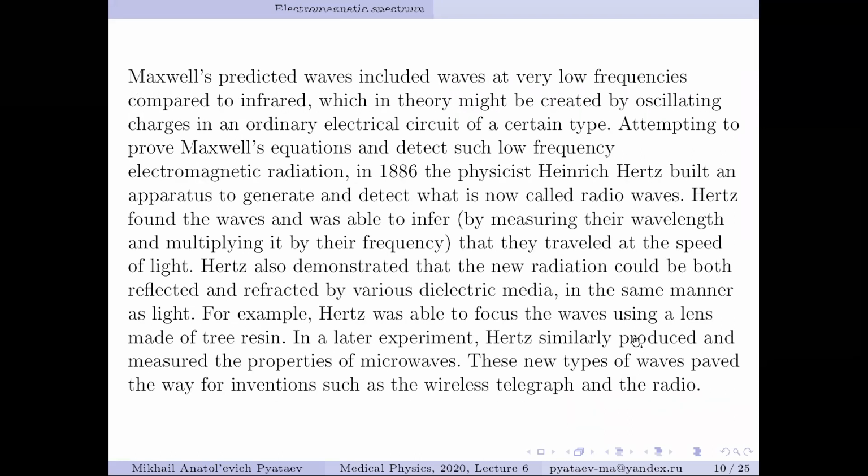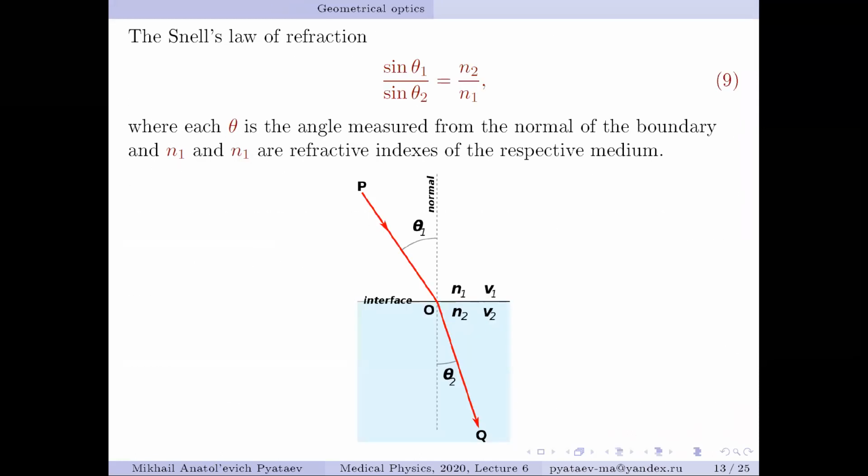And now let us discuss some things related to so-called geometrical optics. It is the laws of refraction and reflection. So here is the law of refraction, which is also called Snell's law.